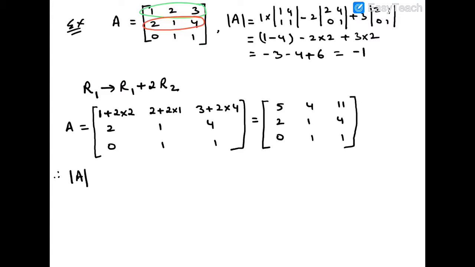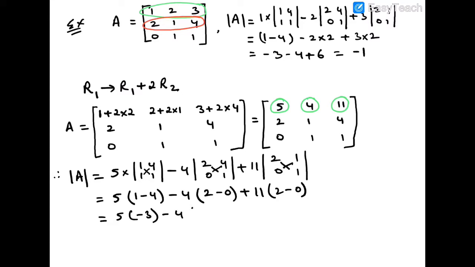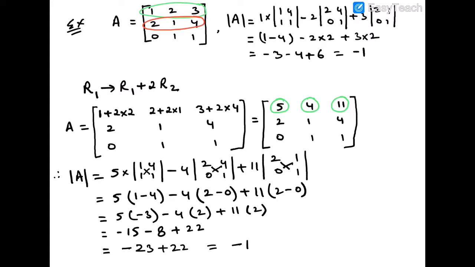So now let's take its determinant and expand it along the first row, and we will get 5 times the determinant 1, 4, 1, 1 minus 4 times the determinant 2, 4, 0, 1 plus 11 times the determinant 2, 1, 0, 1, which will give us 5 times (1 minus 4) minus 4 times (2 minus 0) plus 11 times (2 minus 0), that is 5 times minus 3 minus 4 times 2 plus 11 times 2, that is minus 15 minus 8 plus 22, that is minus 23 plus 22, that is minus 1. So both determinants are the same. So a linear combination of any 2 or more rows or columns will not change the value of its determinant.